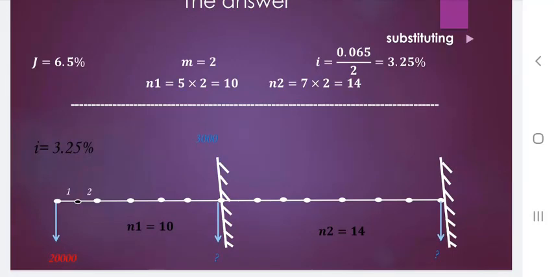There are two N for this example. The first N is for the first 5 years, and N2 is for the other 7 years. We know that it is converted semi-annually, so N1 is 5 times 2, which equals 10 periods. Also, N2 will be equal 7 times 2, which equals 14 periods.